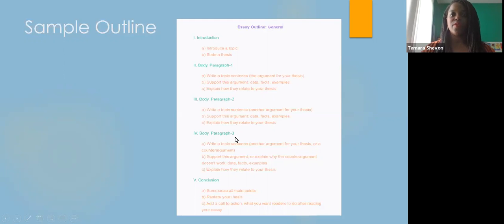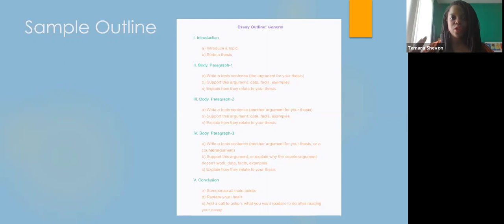Then you have body paragraph number 3. You're going to do the same thing, write a topic sentence from your thesis statement. So this will be the third point in your thesis statement. And then you're just going to support this argument and explain why the counter argument doesn't work. Okay, so what is the data? What are the facts? And what are the examples? And then you explain how this relates to your thesis.